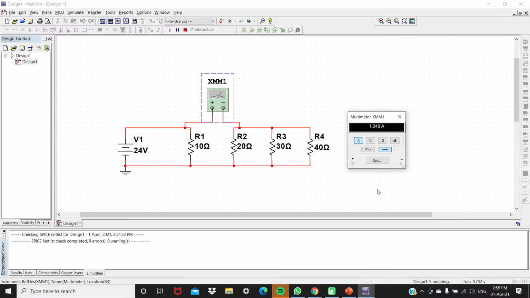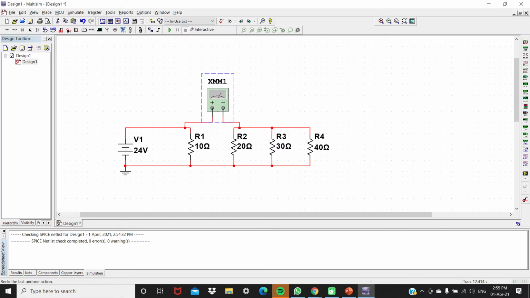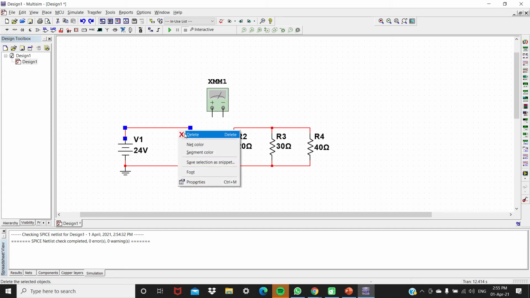Okay? Okay, let's look at, now connect back R1 to R2, remove the connection for the meter. Oh yeah. Hold up. Let me do it.